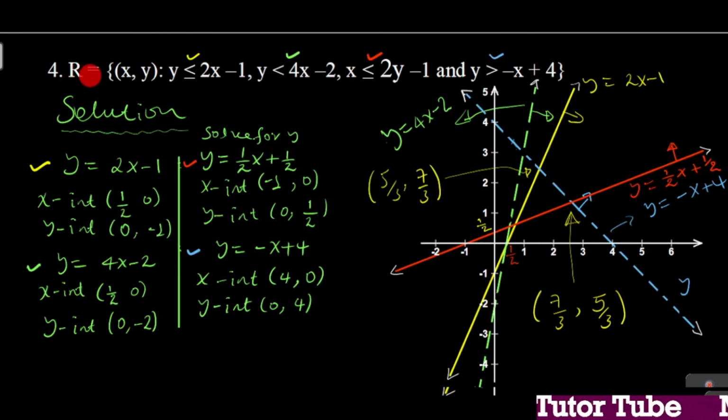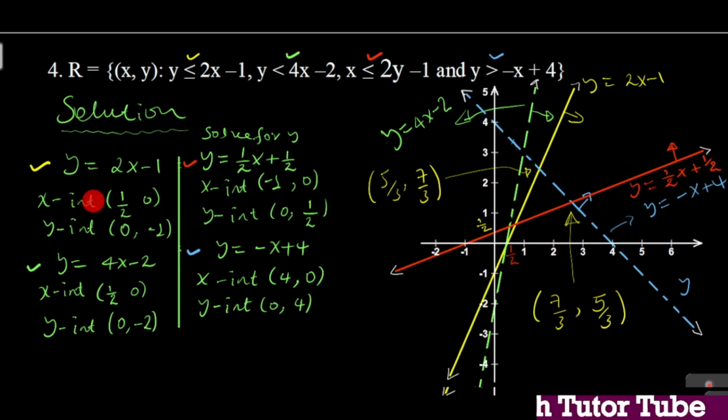Example 4. Relation R is a set of ordered pairs (x, y) such that y is less than or equal to 2x minus 1, y is less than 4x minus 2, x is less than or equal to 2y minus 1, and y is greater than minus x plus 4. So first of all, we must sketch the graphs of each line. Okay, so y equals 2x minus 1. To sketch the graph of each line, we must find the x-intercept and the y-intercept for each.